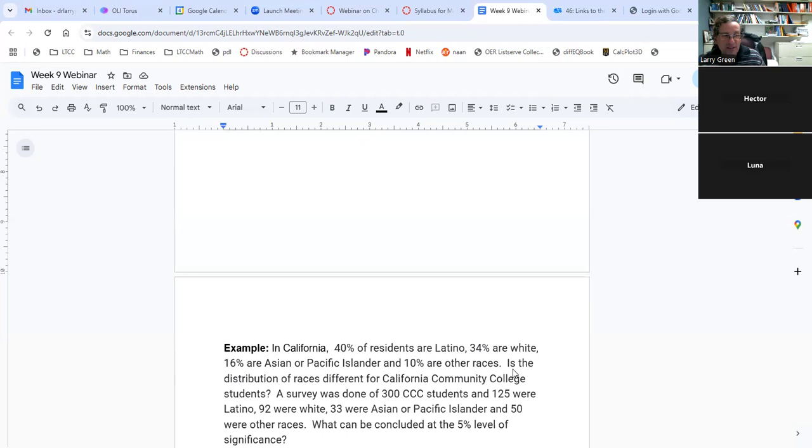And the question is: is the distribution of races different for California community college students? Because one thing we want to have at our college is to make sure that we're representing the students. It could be in California. It also could be in Tahoe, but it's much harder with Tahoe because a lot of students are online, not even living in Tahoe. So that's why I just chose California.